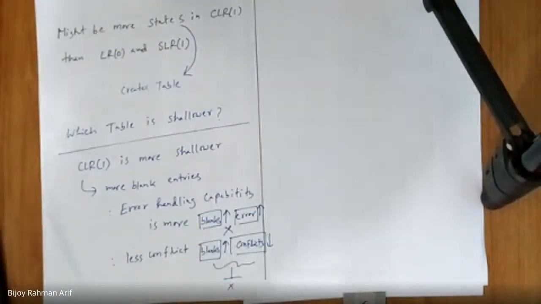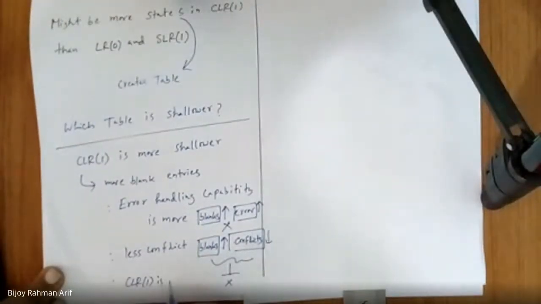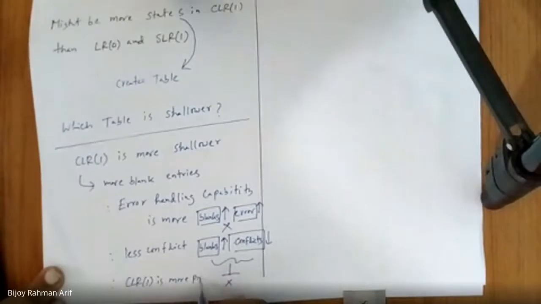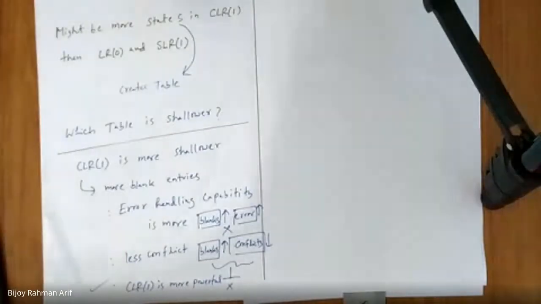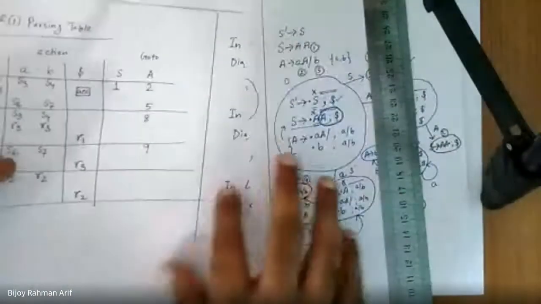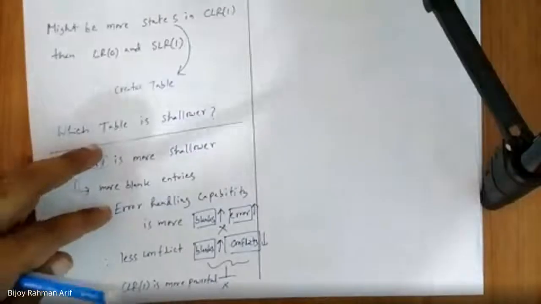So which one is more powerful? CLR1. CLR1 is more powerful, in both ways. In fact, CLR1 is the most powerful parser of its genre. Did you get it? All right. But there is a cost. What is the cost?